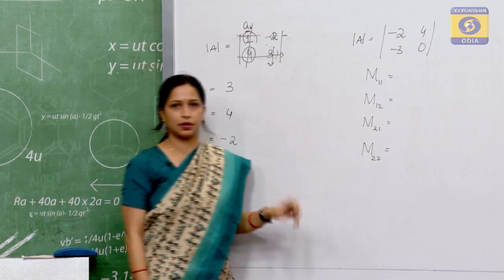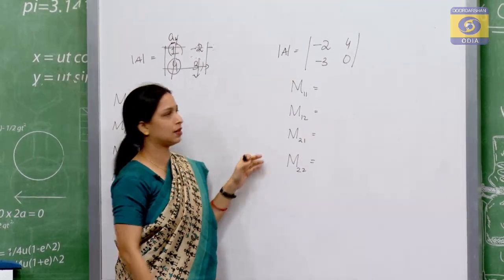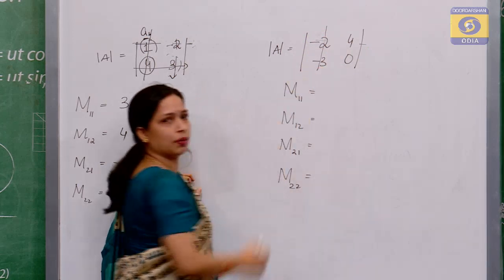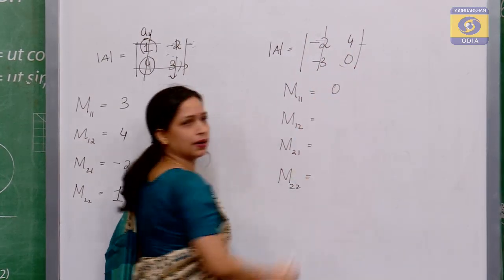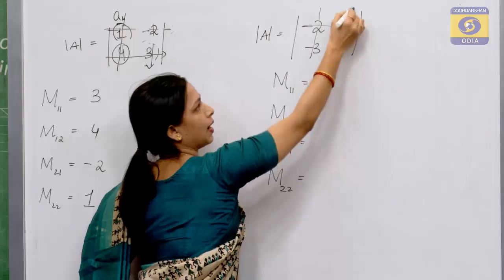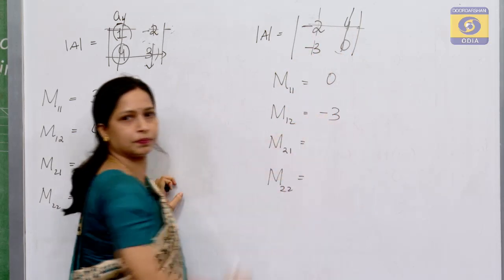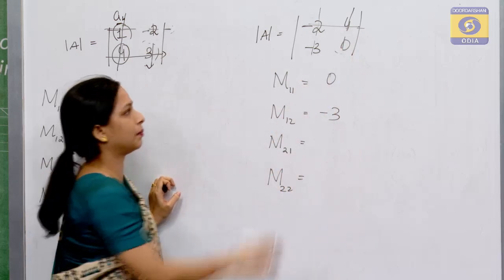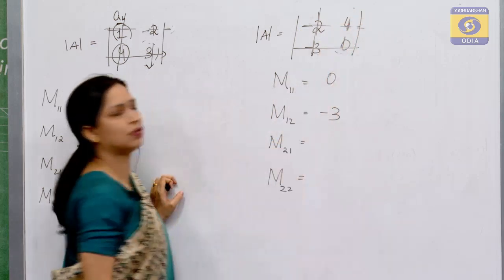Similarly, let us do another problem. Let us say this is another determinant, and I have to find out the minors. So, for M11, I have to delete the row and the column in which A11 exists, and the resulting element is the minor. Similarly, for 4, I delete this and the resultant is -3. Similarly, for M21, that means 3, the resultant is 4.